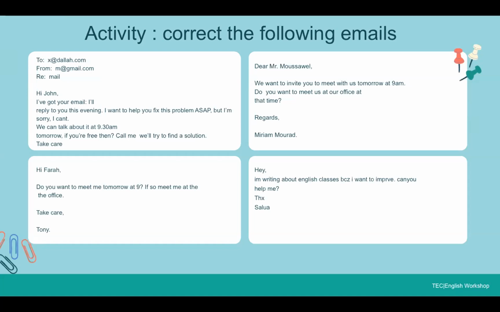We can talk about it at 9:30 a.m. tomorrow if you're free then. Now here it looks like he's pressuring him. We can ask him what time would you like to talk about it? I am free tomorrow. Are you free? You know, give the other person an option. And you can tell him when you are free. Okay, not directly, we can talk about it if you're free.